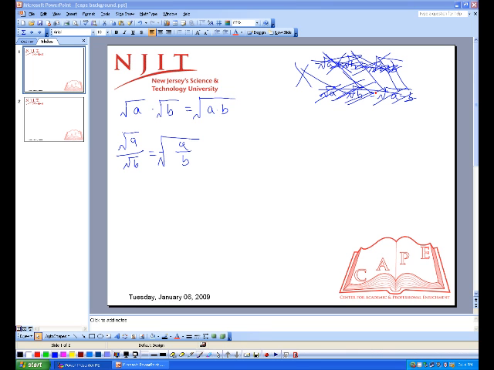Alright, so after we get that out of the way, let me just cross it a couple more times. Now you can actually go into some real examples. Let's say square root of 117. So we would like to simplify this.